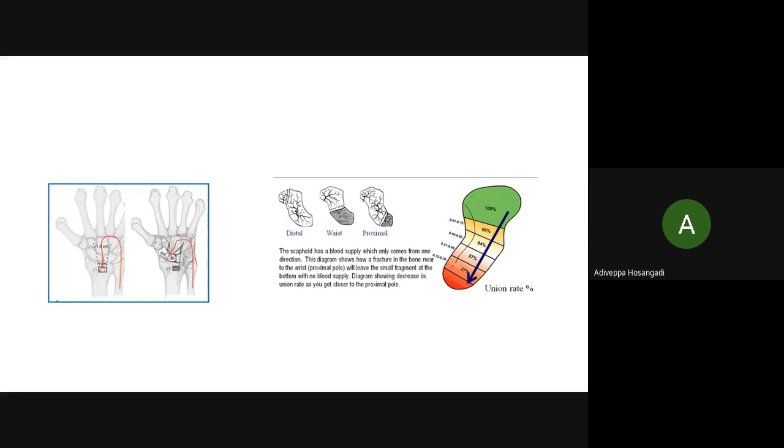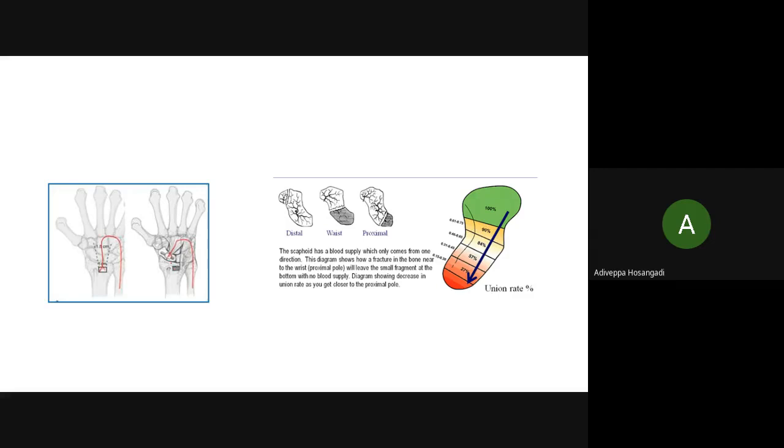Pronator teres is taken from here, this part of the bone, and you can visualize this picture. Is the picture clear, or too small to appreciate? No problem, sir.